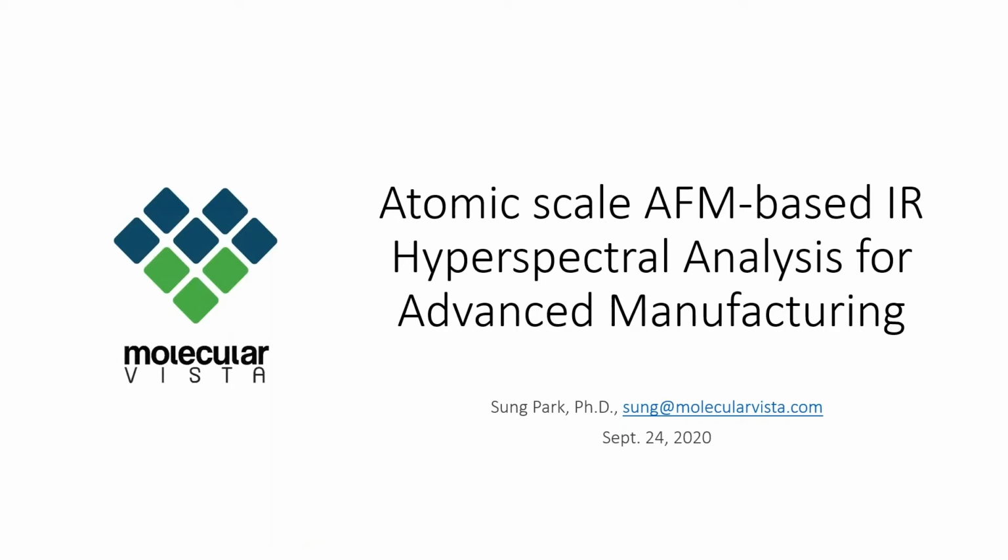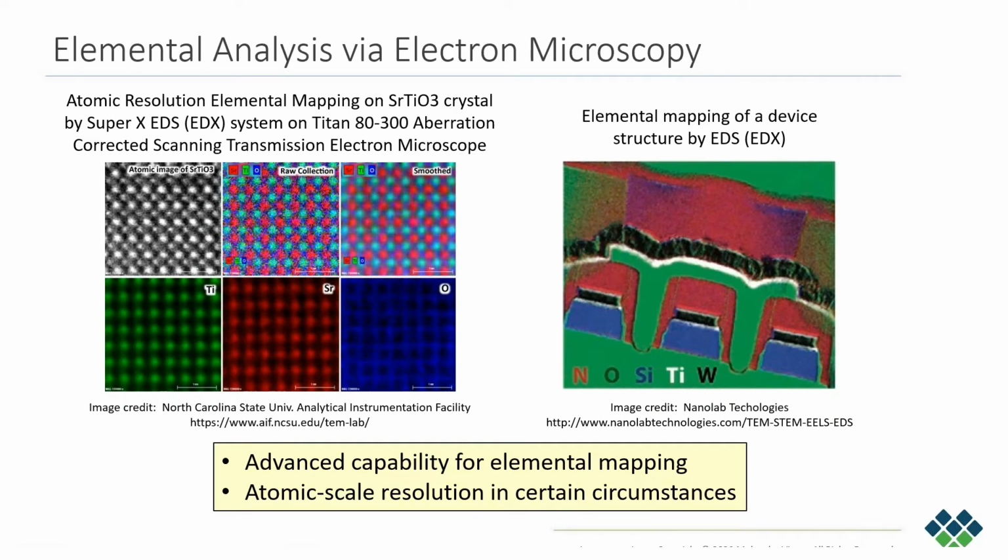There are many microscopy and microanalysis techniques currently available for monitoring advanced manufacturing processes. Well known, of course, is electron microscopy, with which you can get very nice elemental information. With high-end microscopes, you can actually get atomic resolution. But even so, it's very difficult to assess the molecular composition with this type of tool, even when you have the elemental information.